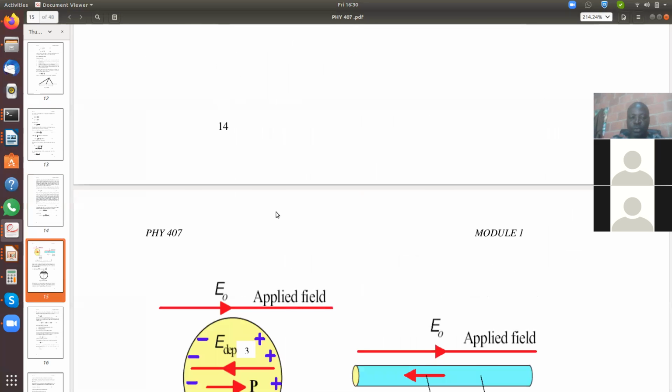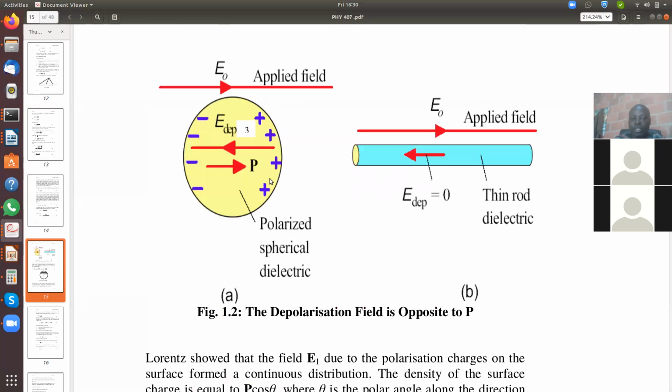This is our figure 1.2. If you look at this now, we have two types of dielectrics in this place. This is a sphere and this is in cylindrical coordinates, a cylindrical rod. So when you have E naught, which is the applied field, you have this negative charge and positive charge. So dP here is the polarization of the electric field. And the same thing is in a rod, you have something like this.